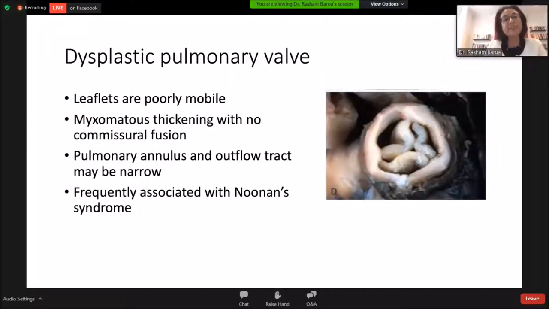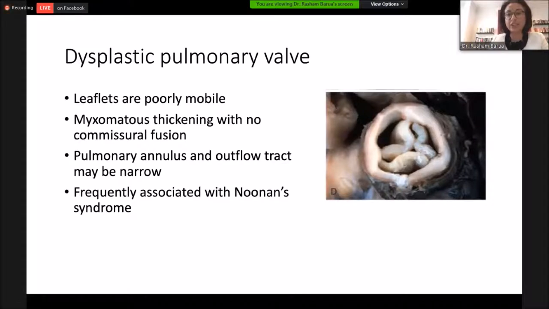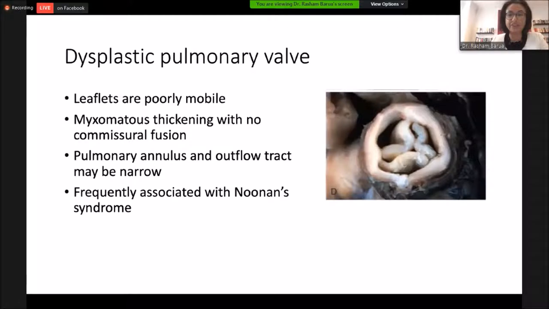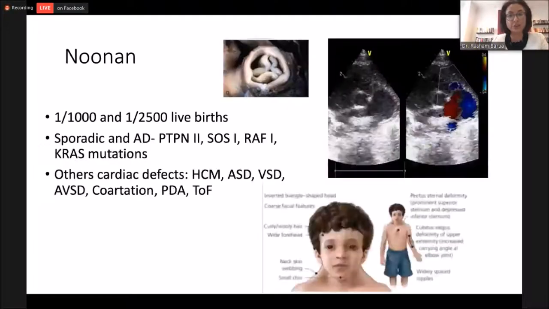So in terms of the dysplastic valves, here you'll see an image of a dysplastic pulmonary valve, very thickened, myxomatous valve leaflets, no commissural fusion. And in addition to the valve itself, the pulmonary annulus and outflow tract may be narrowed. And this is commonly seen in Noonan syndrome, which, as you may know, can be both sporadic and autosomal dominant. Numerous genes have been implicated, 1 in 1,000 to 1 in 2,500 live births.